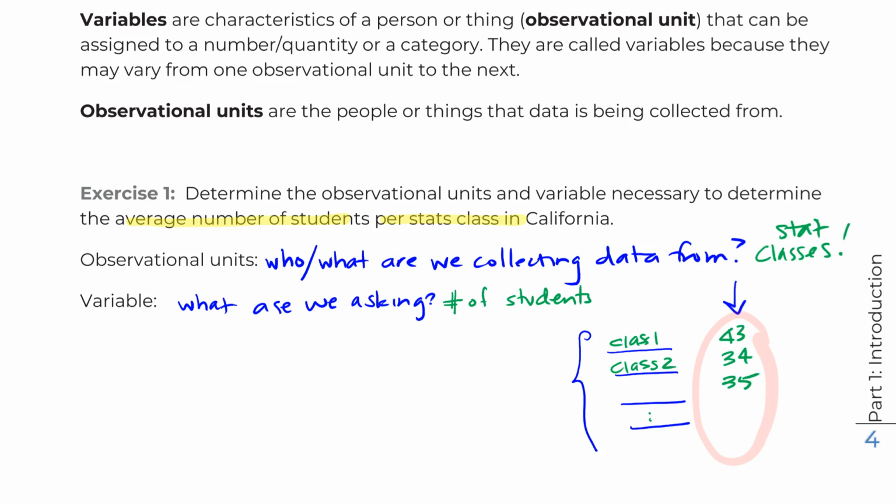So another bonus exercise that you might want to think about is how exactly would we collect data from these different stats classes? We could obviously go to every single college and grab every single stats class, but is there another way that we could do that that might be a little quicker and get us similar information? That's where we're headed later in this section.